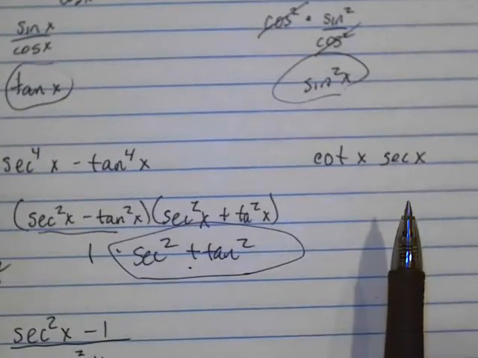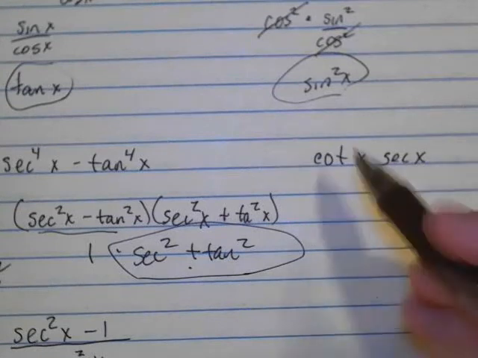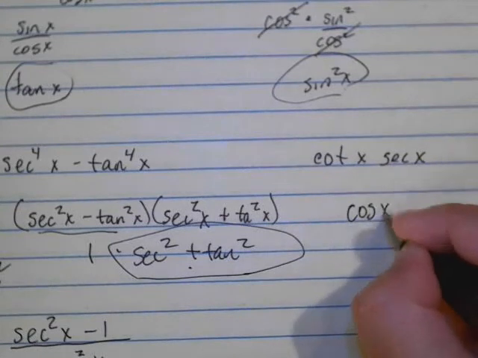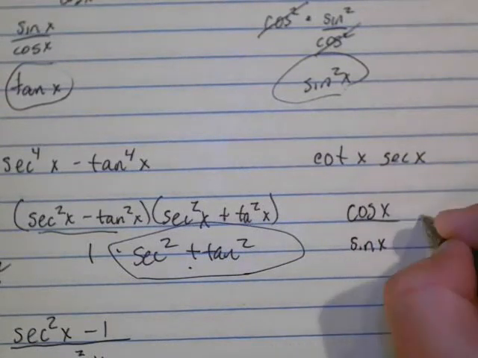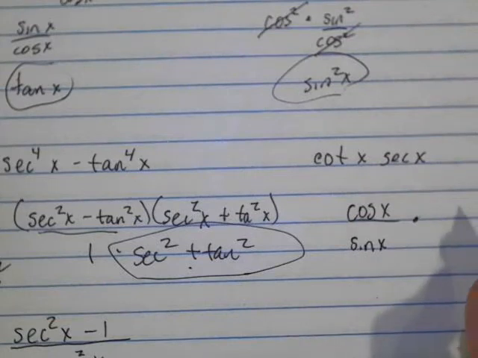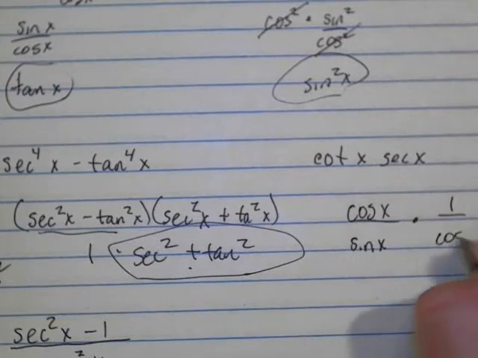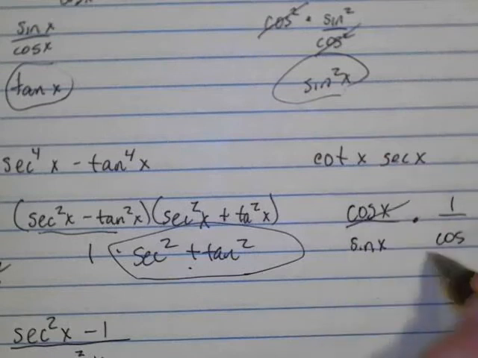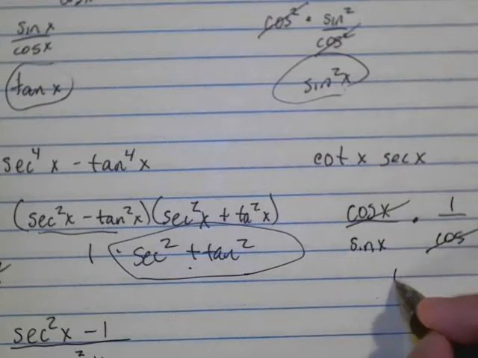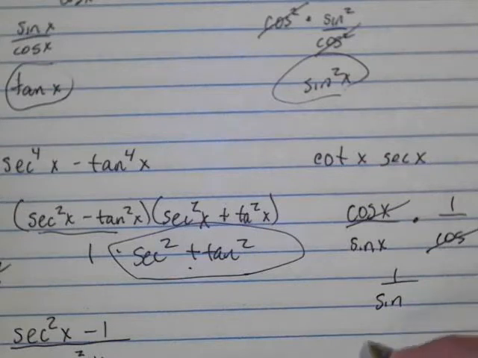Okay, here's another one. Cotangent x, that's the same thing as cosine x over sine x. Secant is the same thing as 1 over cosine. So the cosines are going to cancel, and I'm left with 1 over sine. And 1 over sine is the same thing as cosecant.